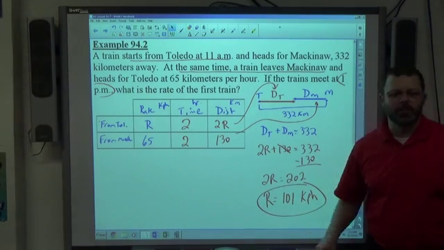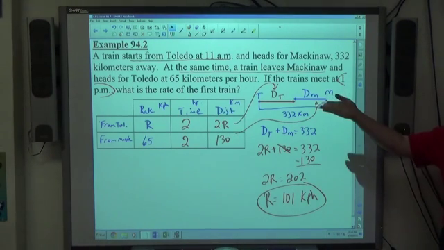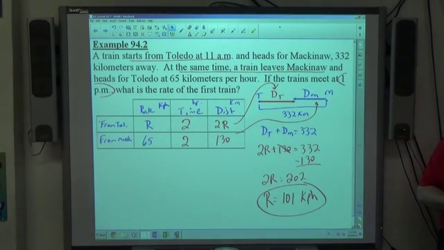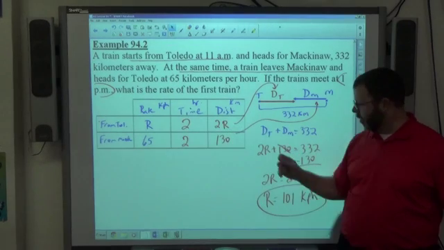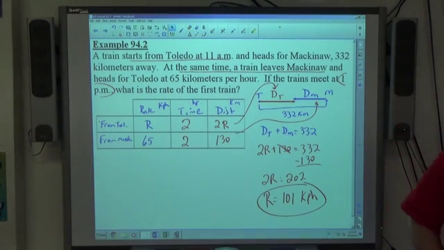A little bit faster than 60 miles per hour. But 101 kilometers per hour, and that's what they're asking for. What's the rate of the first train? First train, the one coming from Toledo, it speeds 101 kilometers per hour. The only other question they might have asked me is how far did it go? The answer would have been 202 kilometers. So we'd be able to find either one of those answers once we get the first piece of information figured out.